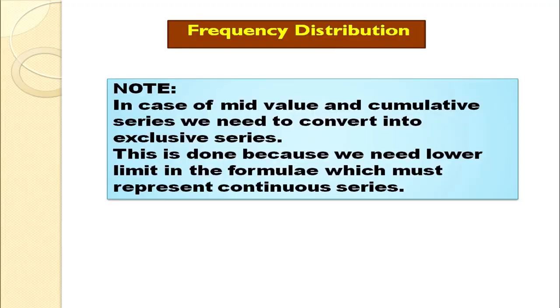So, students, we have learned that median can be computed in other frequency distributions also, but for that they must first be converted into exclusive series. Once we have converted into exclusive series, we can easily compute median. So, here the note goes: in case of mid value and cumulative series, we need to convert into exclusive series. And why is it being done? Because we need the lower limit in the formula, which must represent a continuous series.